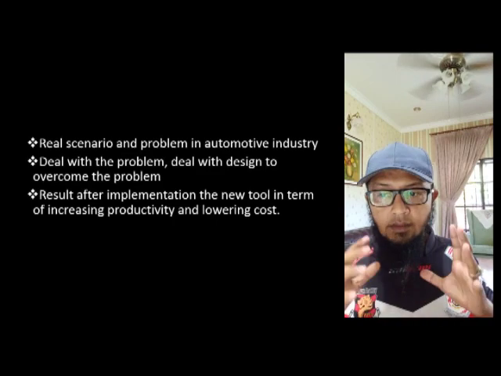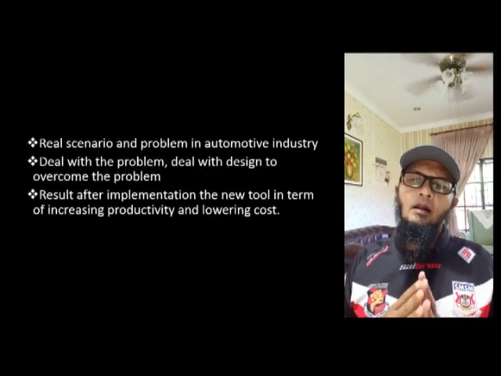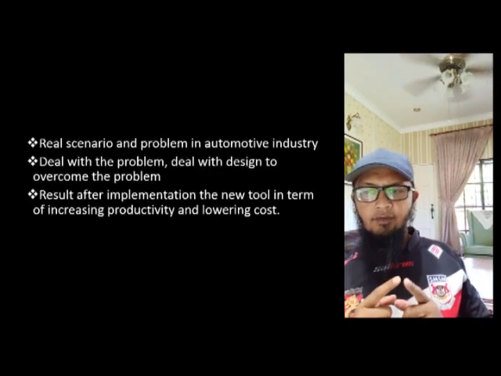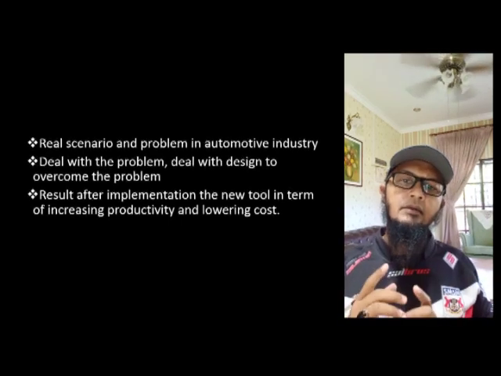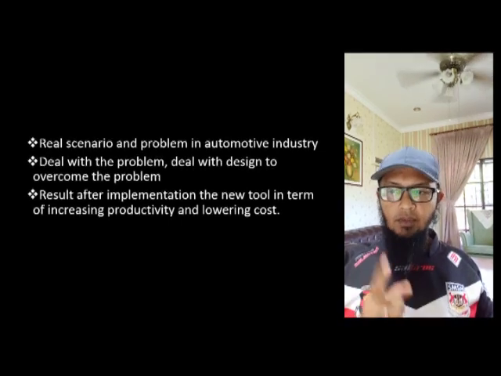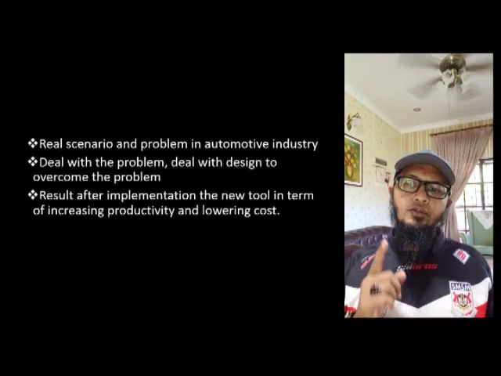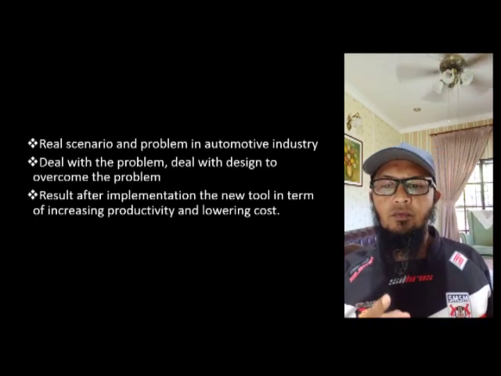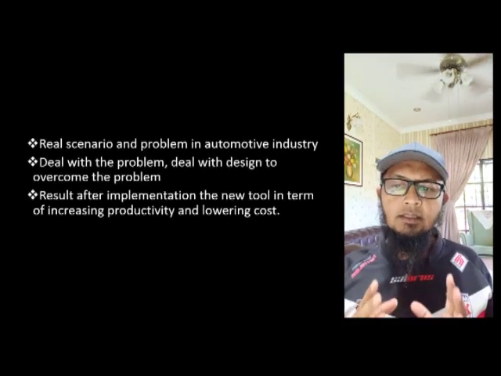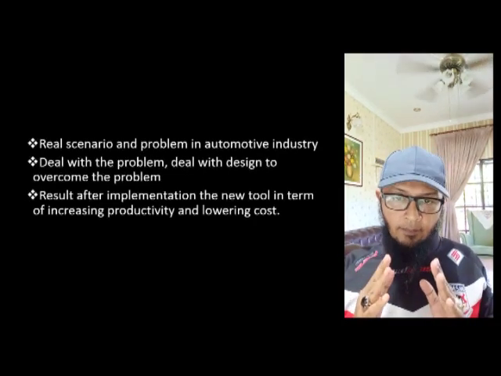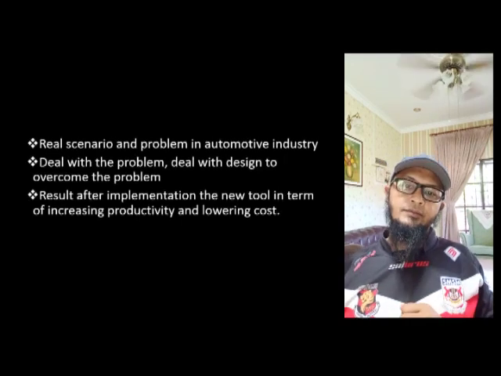Second is how we deal with the problems, how we design the device or special tools to overcome the problem. The problem that we want to highlight is the trimming process. And lastly, we want to share with you the result that we get after we implement the tool that we designed, in terms of increasing productivity and lowering costs.